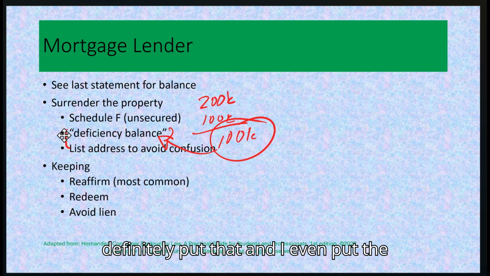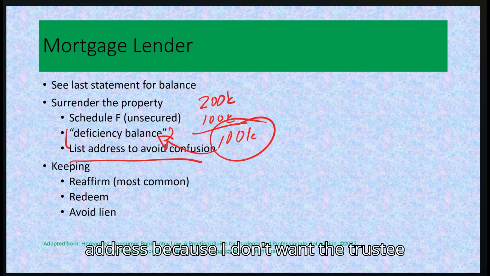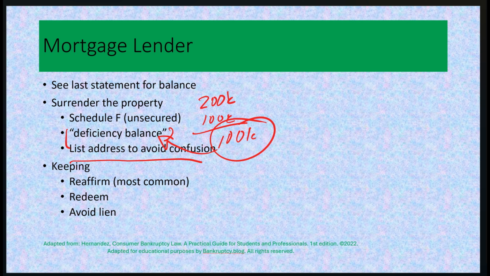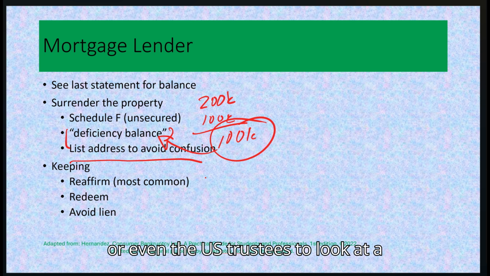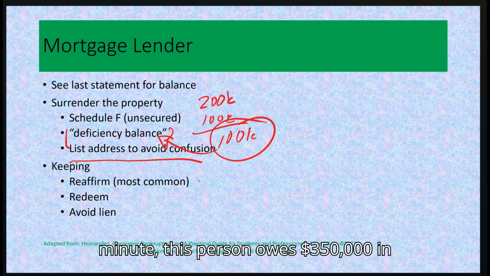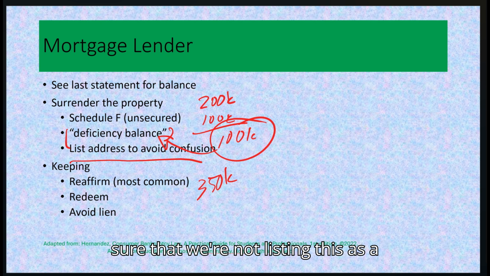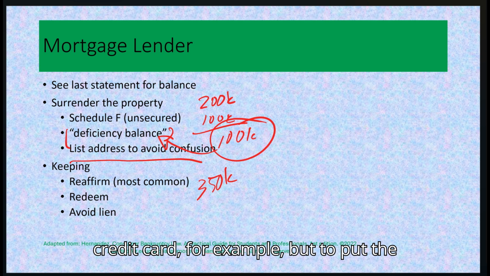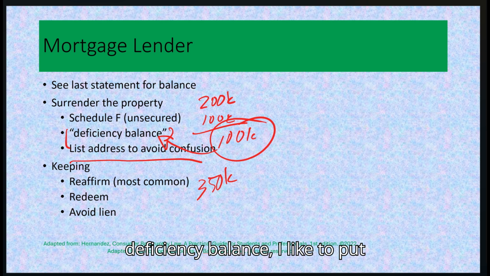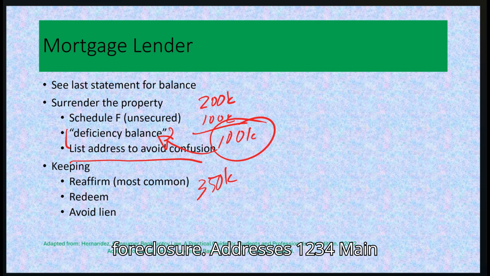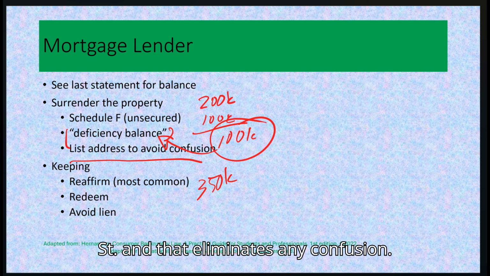I definitely put that, and I even put the address, because I don't want the trustee or even the U.S. trustees to look at a bankruptcy petition and say, wait a minute, this person owes $350,000 in unsecured debt. So it's important to make sure that we're not listing this as a credit card, for example, but to put the deficiency balance. I like to put foreclosure, address is 1234 Main Street, and that eliminates any confusion.